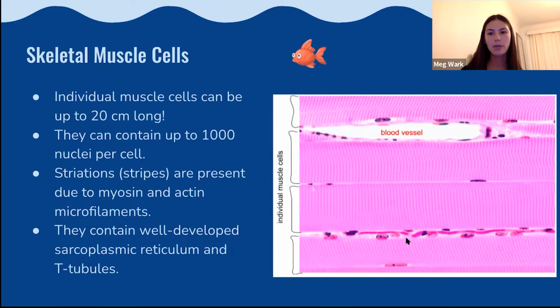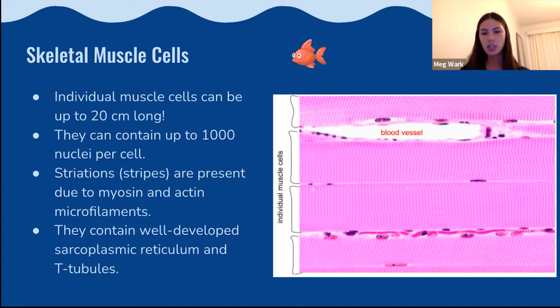So on the right here, we've got a histological image of a skeletal muscle cell. These individual muscle cells can be up to 20 centimeters long, which is quite large compared to other cells in the body. And they can contain up to 1,000 nuclei per cell, which is also a lot considering most normal cells have only 1 nucleus in each cell.